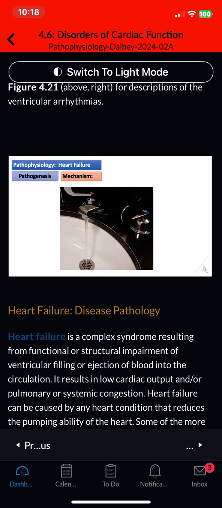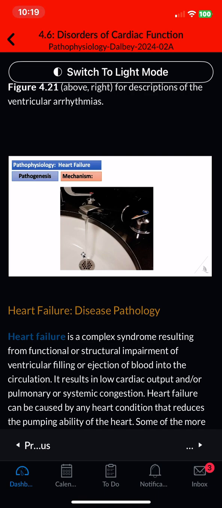When you think about pathogenesis of heart failure and the mechanism, it's really helpful to think about a clogged sink. If you've ever experienced a clogged sink, you know that water from the faucet can keep coming, but the forward flow of water down the drain doesn't occur. So what happens to the water? Well, it starts to back up into the sink, and if this water keeps on coming, eventually the water is going to spill out of the sink and right onto the floor.